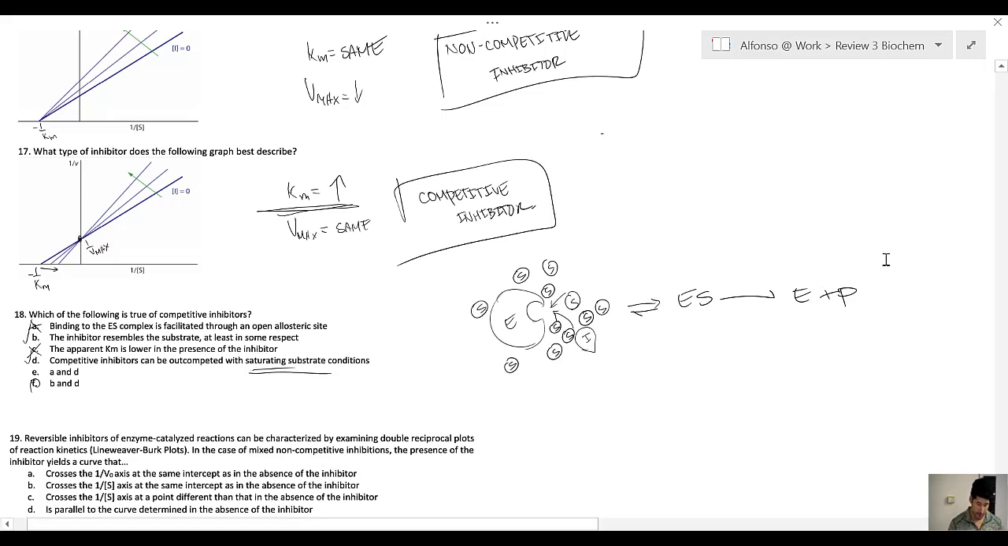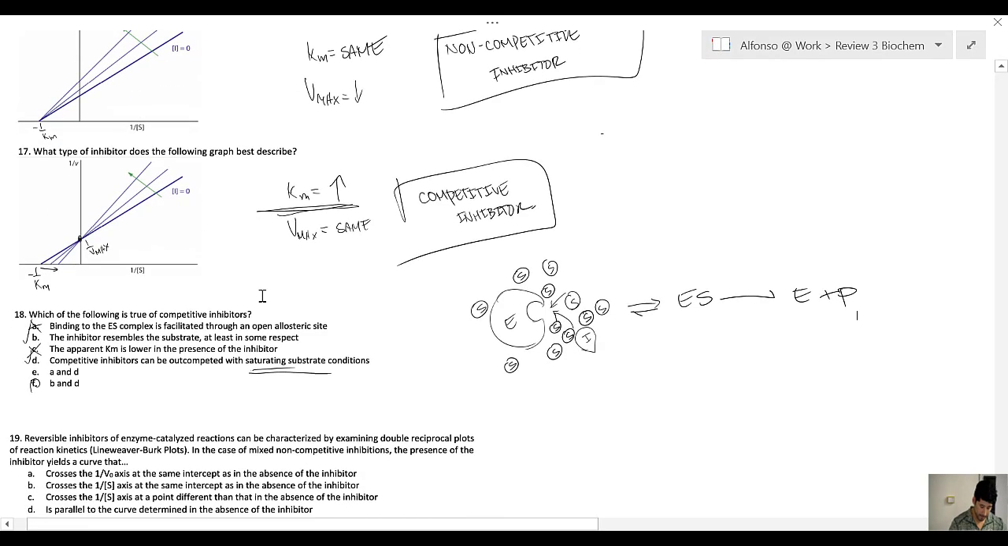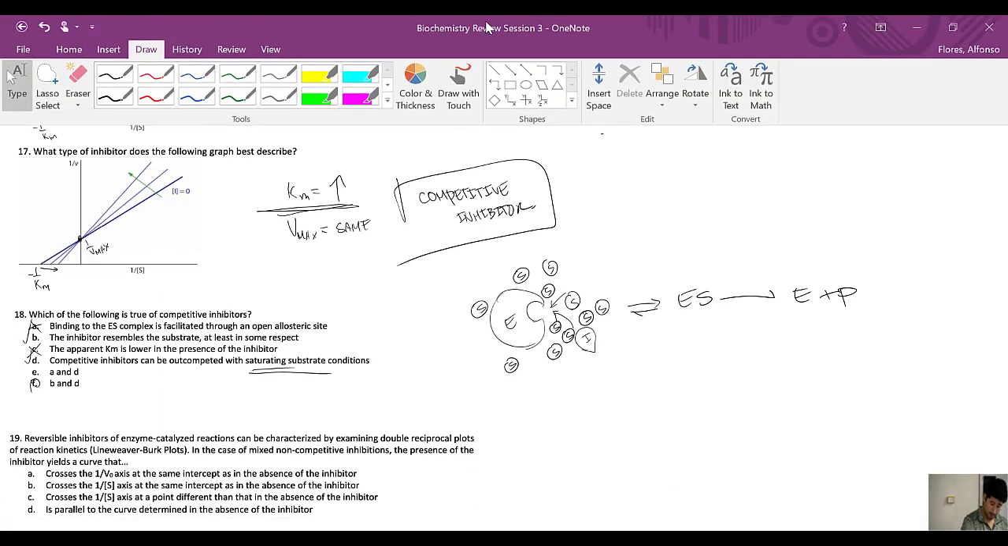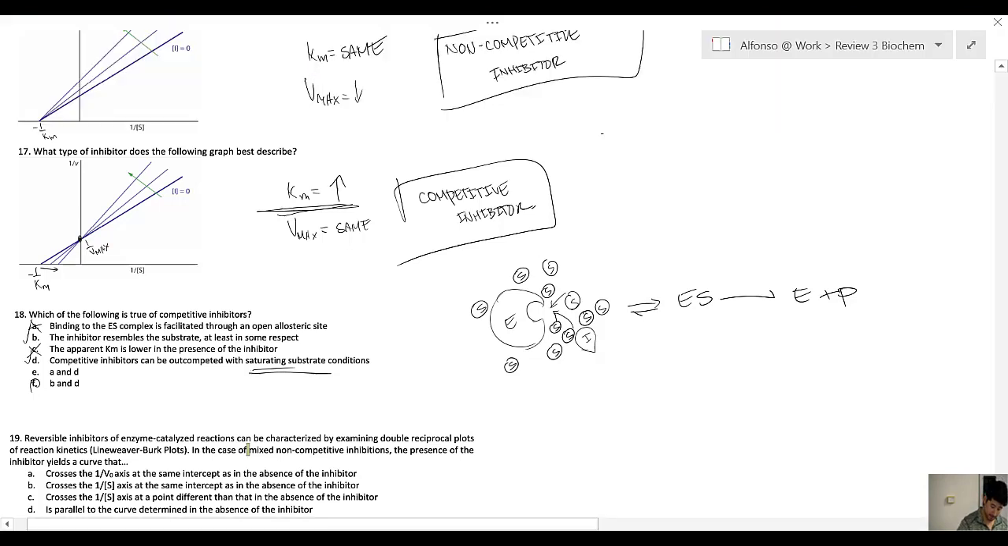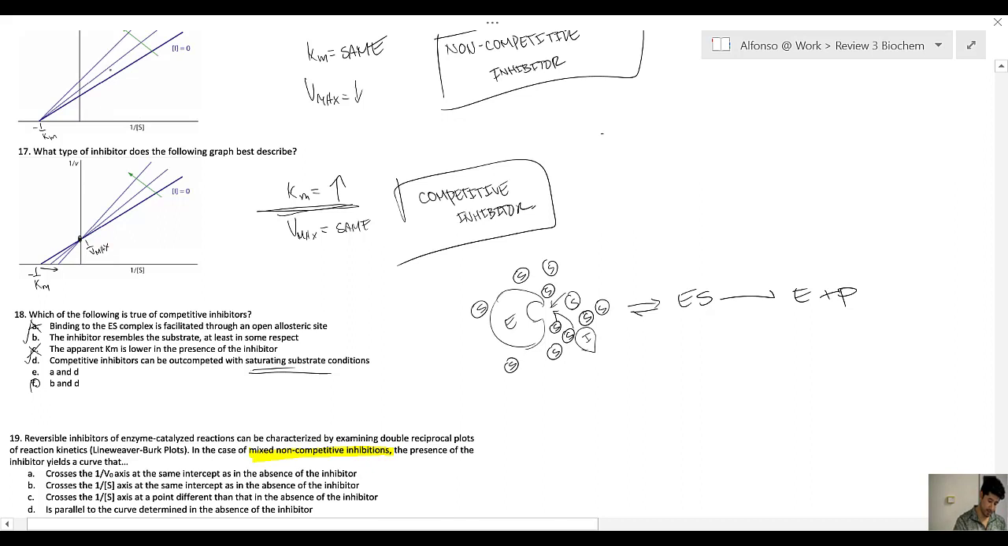And number 19, reversible inhibitors of enzyme catalyzed reactions can be characterized by examining double reciprocal plots of reaction kinetics, aka Lineweaver-Burk plots. Essentially, all that means is that we can actually tell what type of inhibitor we have based on these Lineweaver-Burk plots. In the case of mixed non-competitive inhibition, the presence of the inhibitor yields a curve that A, crosses the 1 over V axis at the same intercept as in the absence of the inhibitor.